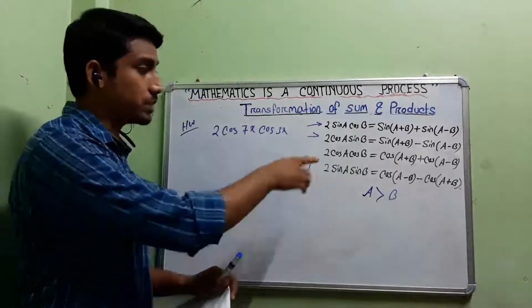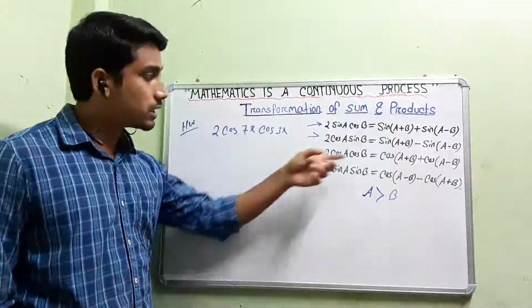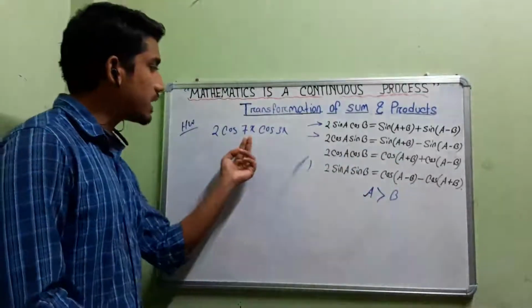You see, 2 cos A cos B, 2 cos A cos B. So we can easily do that one using the third formula, cos(A plus B) plus cos(A minus B). We'll just simply do that. A means 7x, B means 3x.